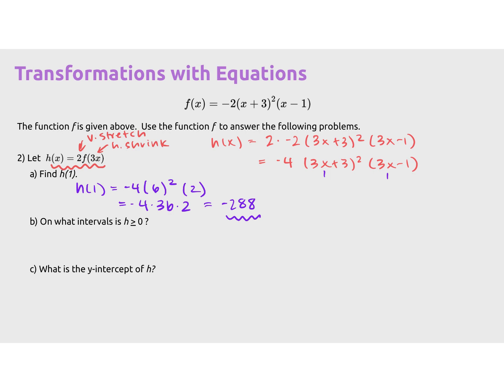Next question says, on what intervals is h of x greater than or equal to 0? So similar to the one that we did on the last slide, we're going to build a quick sketch of the graph. First, we have to find our zeros. So I'm going to set these factors involving x equal to 0 and solve. I get a 0 at negative 1 and 1/3.